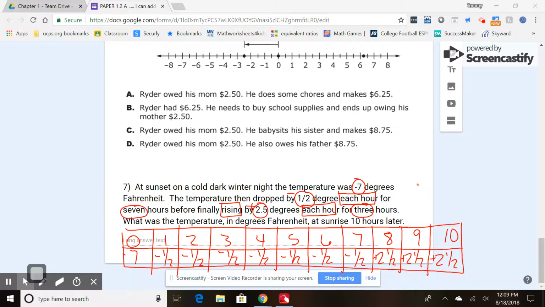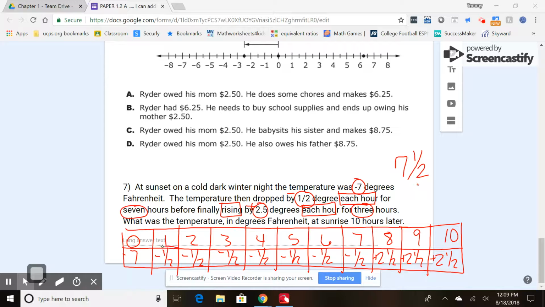So what I have to do now is I'm going to combine all my negatives and I'm going to combine all my positives. Well, I can tell by looking that 2.5, 2.5, 2.5 is going to be 7.5. So that's 250, 250, and 250, which is 750. So now I've got to worry with all of these.